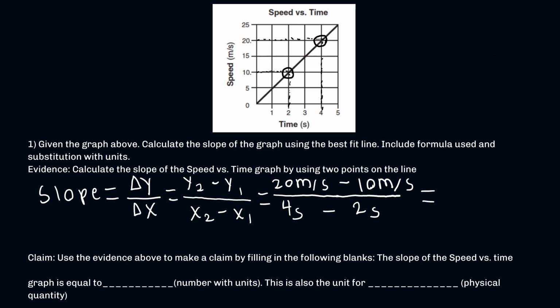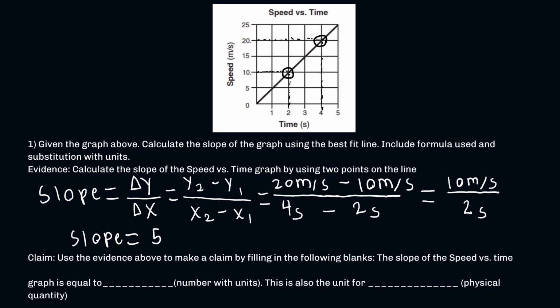So now I just plug this into my calculator, or I do it straight away. I have 20 minus 10. That's going to give me 10 meters per second, over 4 minus 2, which is just 2 seconds. So simplifying this one step further here, slope is going to be equal to 10 over 2. That is going to give me 5.